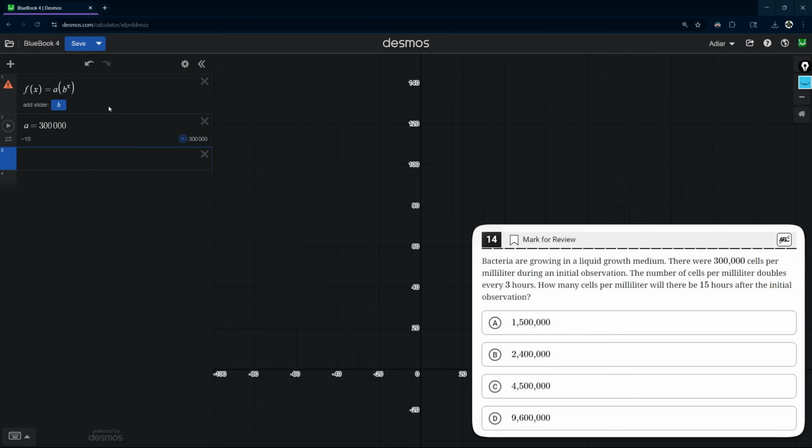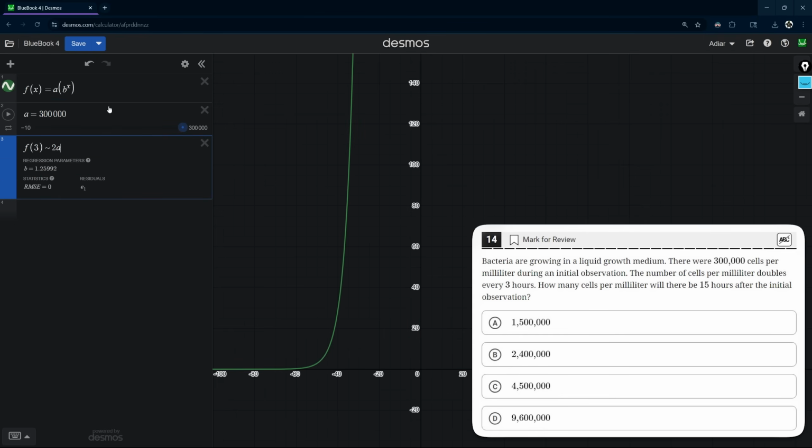And then another thing we're told is that the number of cells per milliliter doubles every 3 hours. So f of 3 hours in is going to be a except doubled, right? The initial value except we're doubling it. So 2 times a, or just 2a. And now they're asking how many cells per milliliter will there be 15 hours after the initial observation? So we can just go f of 15. And we're given 9,600,000. Yeah, that's the best way to do this problem.